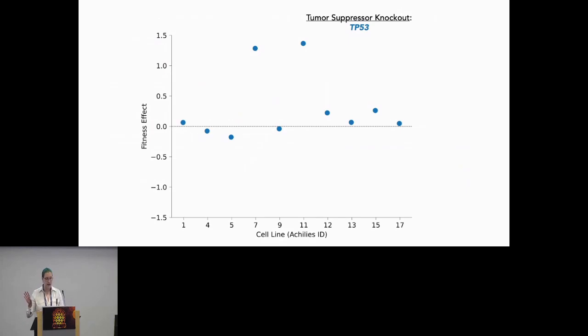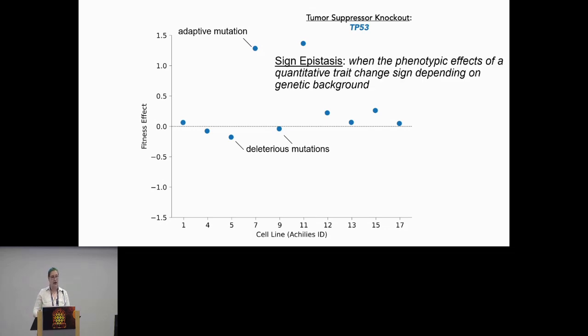This is a graph showing the effect of knocking out TP53 in several different cell lines from that same DEP-map data set that I showed you. You'll notice that in certain cell lines, this is an adaptive mutation when TP53 is knocked out. In others, it's deleterious though. This is an example of a behavior called sign epistasis, when a mutation and its phenotypic effects change sign based on a genetic background.